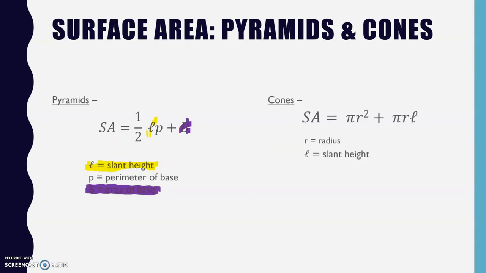And the next one is the cone. So the surface area of a cone is pi r squared. Once again, that's the area of the circular base of the cone, plus pi r times your slant height, which is like the curved portion of the cone.